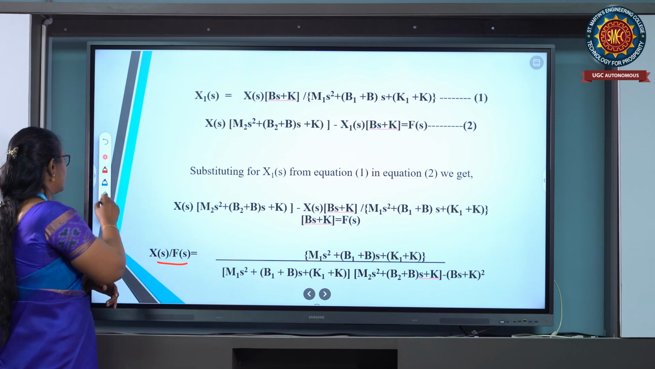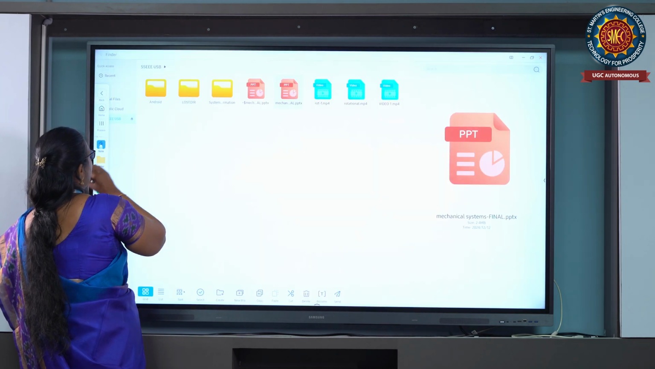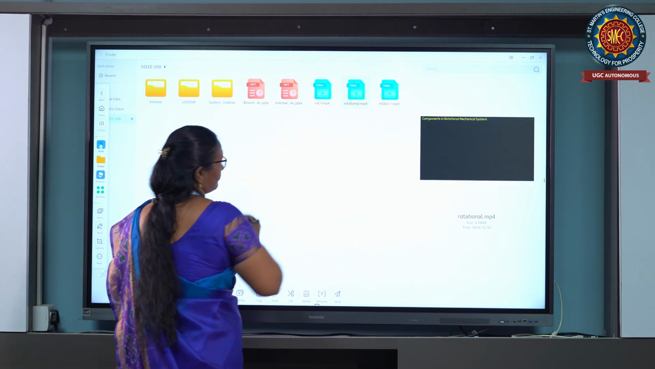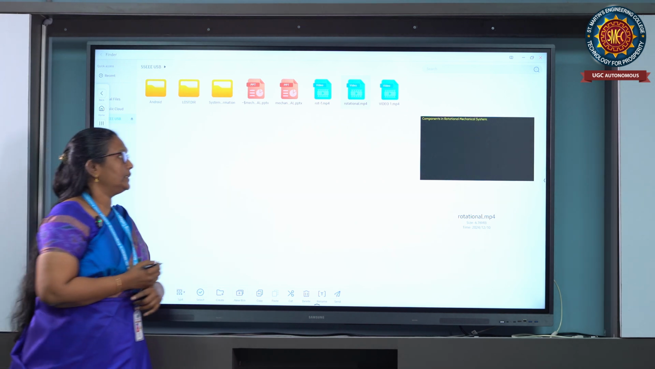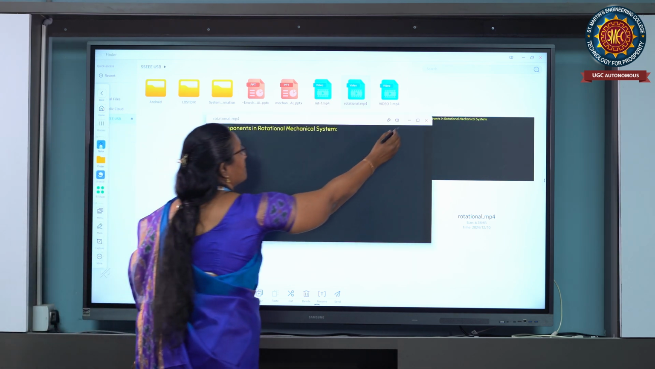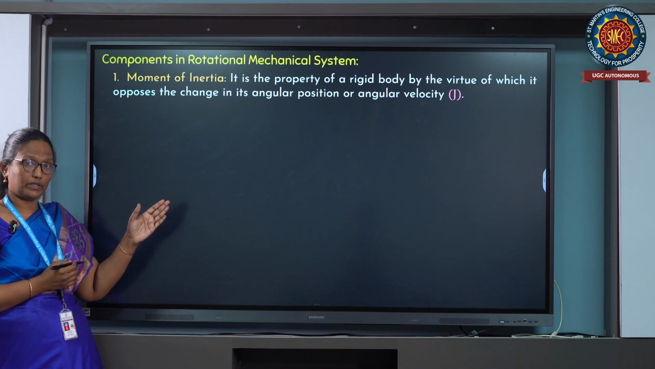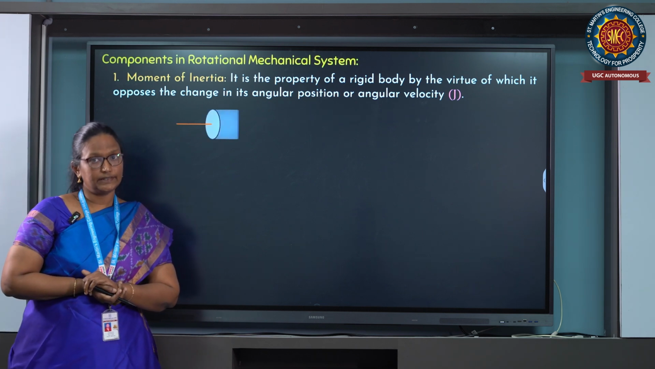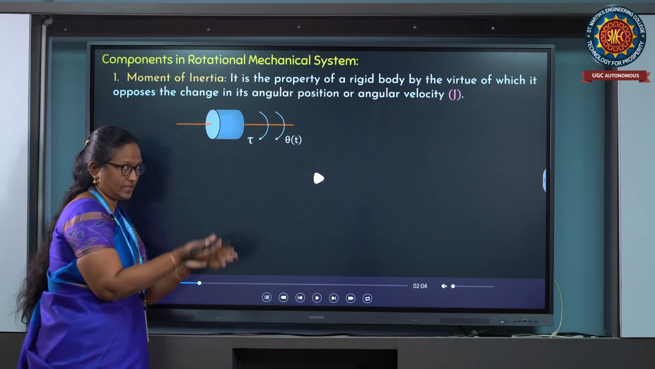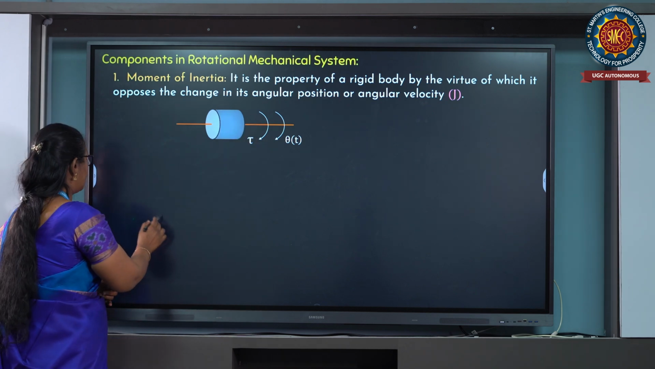In the same manner, we are going to see what we have in the rotational mechanical system. In the rotational mechanical system, we have three elements, as we have seen. These elements are the moment of inertia, then our dashpot again, then our spring constant again. The first one, moment of inertia, we define with the term J. Because it is an angular displacement, we specify it in terms of angular motion.